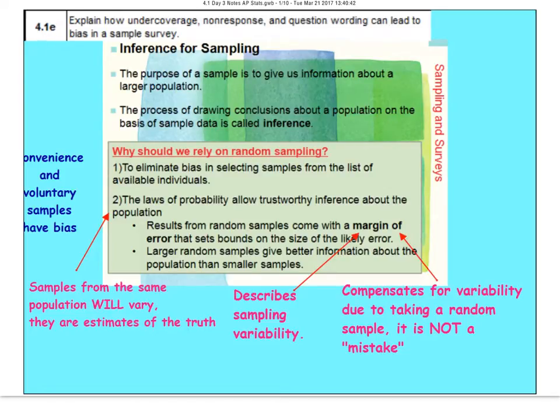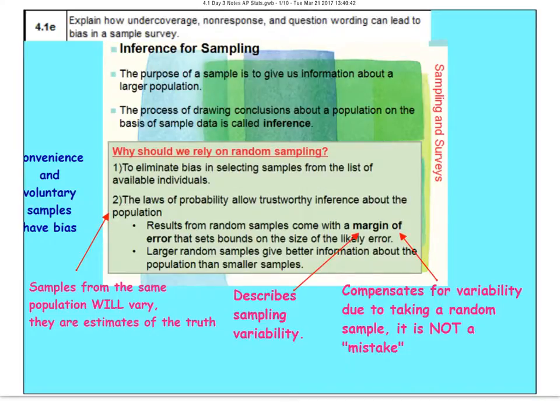In 4.1e, we're going to explain how undercoverage, non-response, and question wording can lead to bias in your sample itself. The first thing is you really want to rely on random sampling. The key thing to random sampling is it does eliminate the bias in selecting your samples from the list of individuals. The laws of probability allow for trustworthy inference about the population if you do a good sampling method.